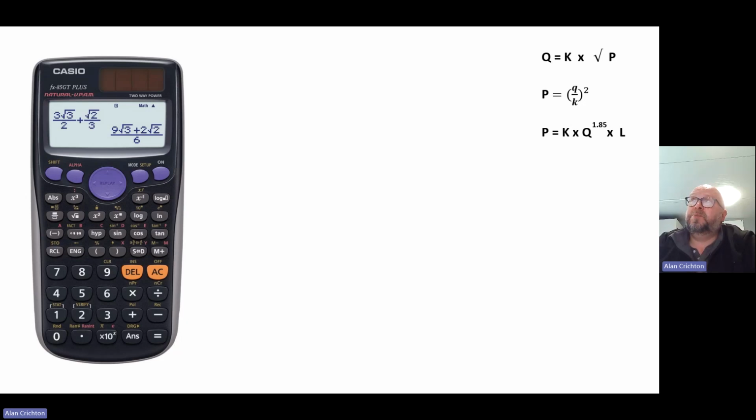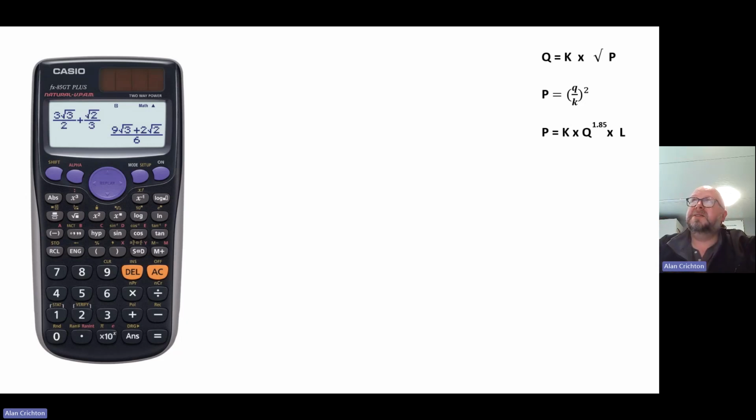The other one is when we want to work out the minimum pressure at the head to achieve a flow for that head. It is P, which is the pressure at the head, equals Q, which is the flow required at the head, divided by the K factor, and square root the total amount of that.